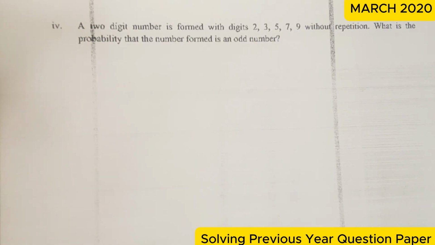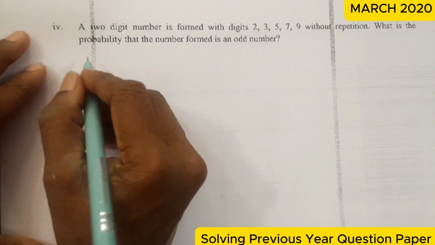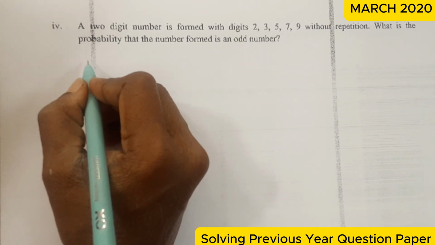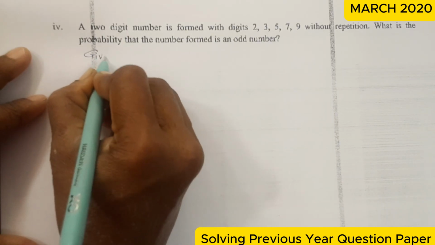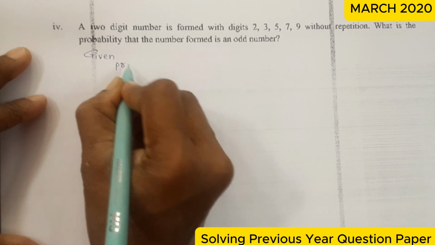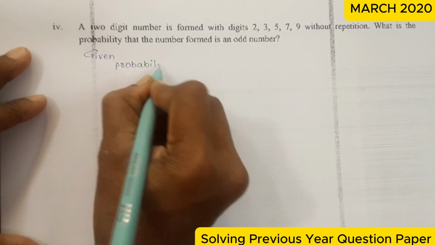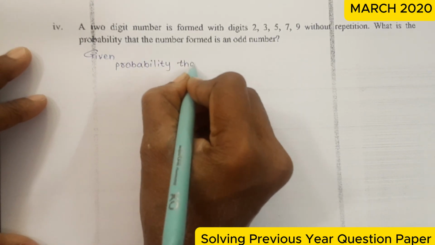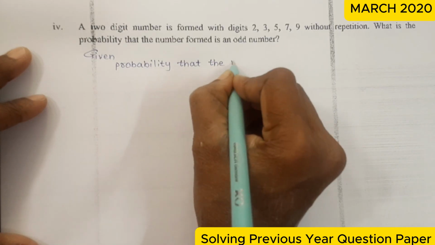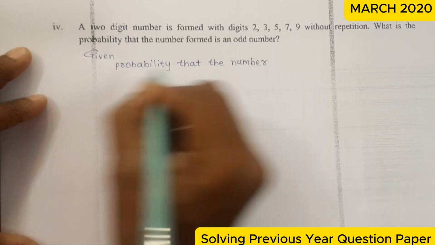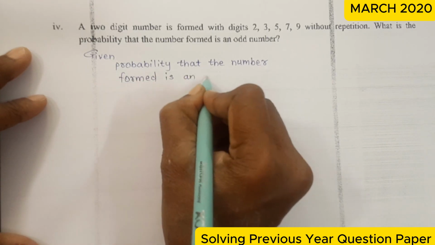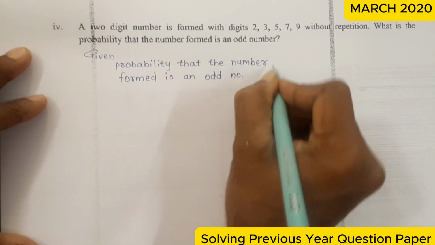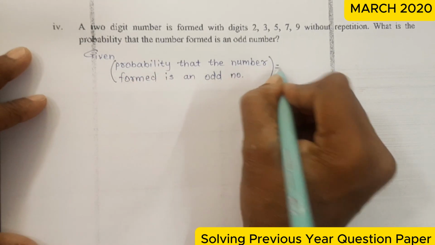Okay, so now here students, first we say that here we have to calculate, given, the probability that the number formed is an odd number. Okay, we have to calculate this.